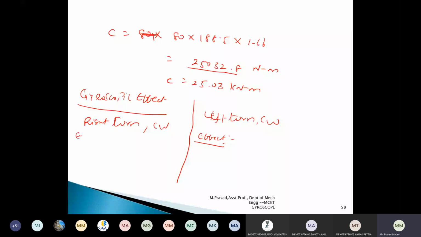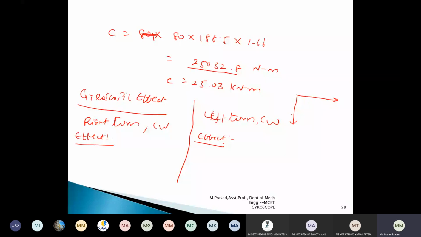Similarly, for this also you can write the effect. How to solve this one? For every problem, don't mug up the answers. Right away, clockwise rotor means how will the spin vector go? Forward direction. Taking a right turn, where will the precession vector come? Downside.